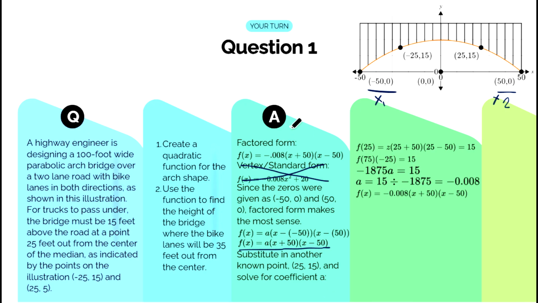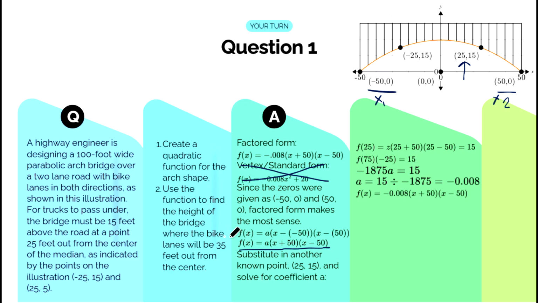Now what we need to do, I guess, to find this a, is to substitute in another known point. They used positive 25 and 15, which makes sense because positives are easier to work with, and solve for coefficient a. So now we're going to figure out what that a is.